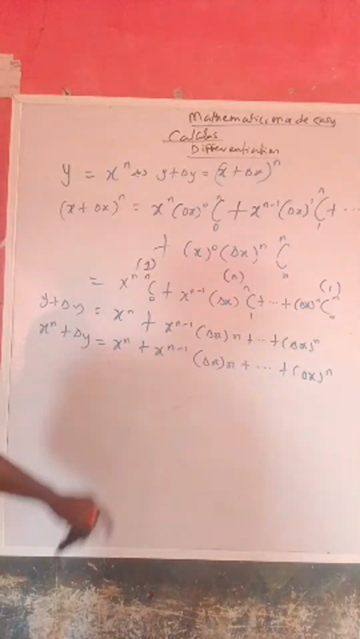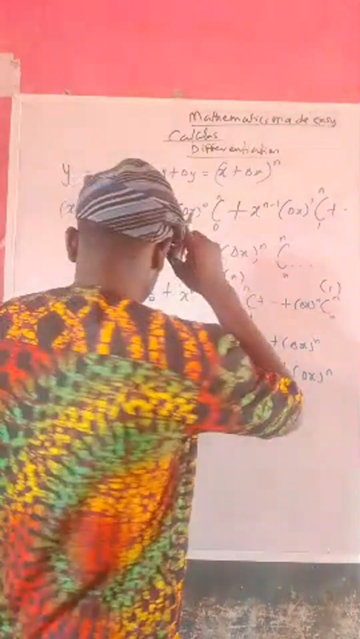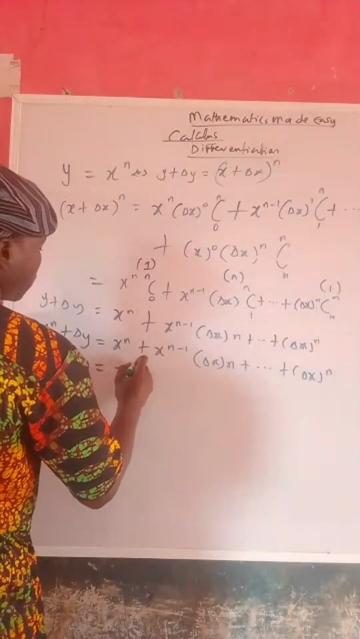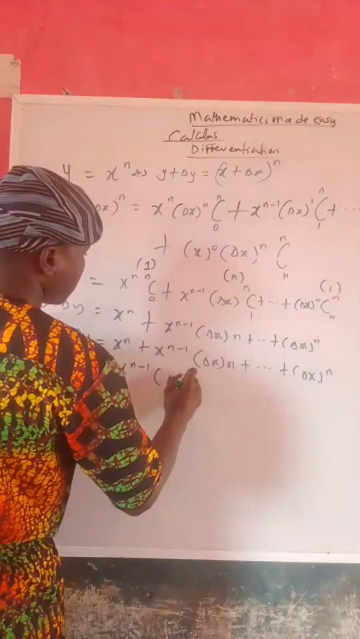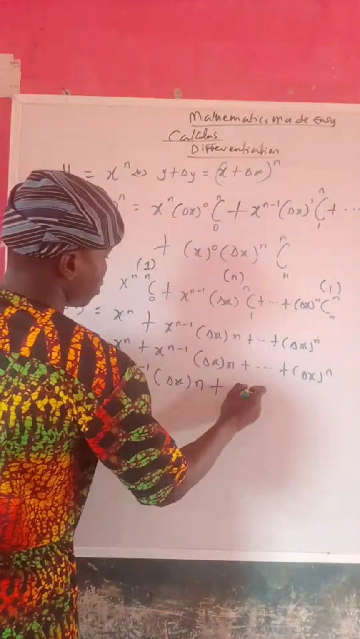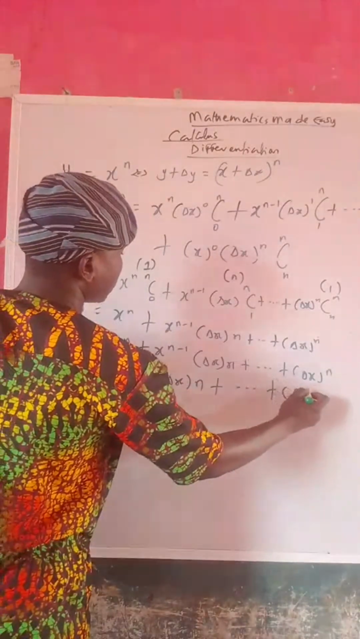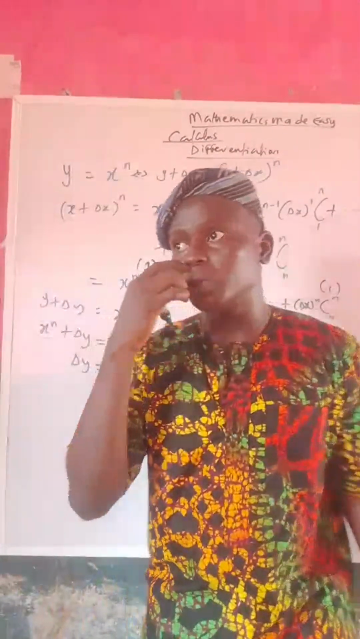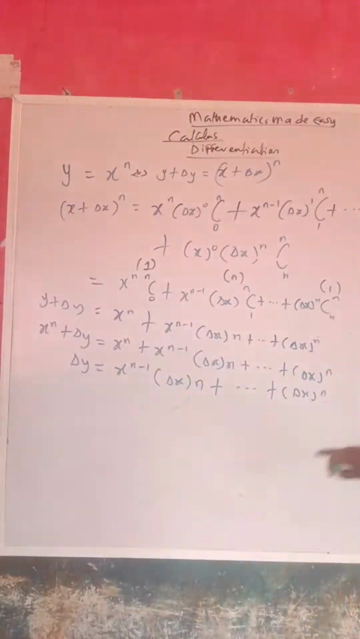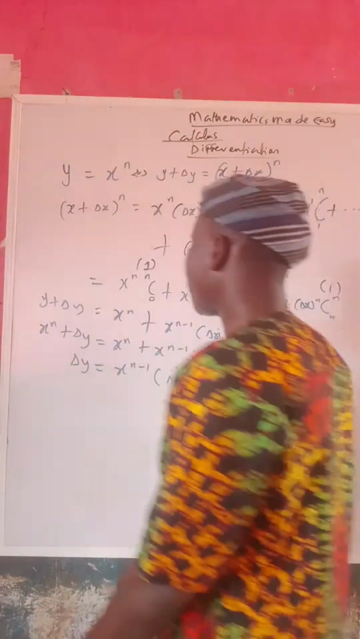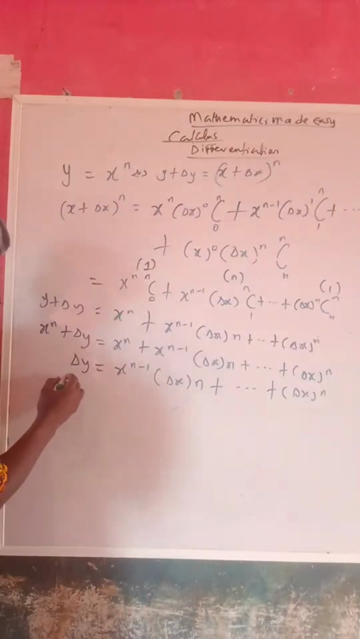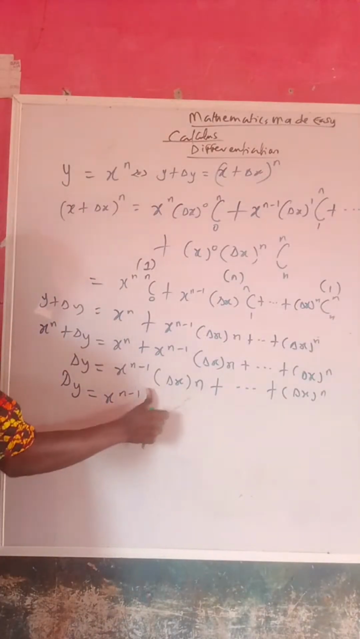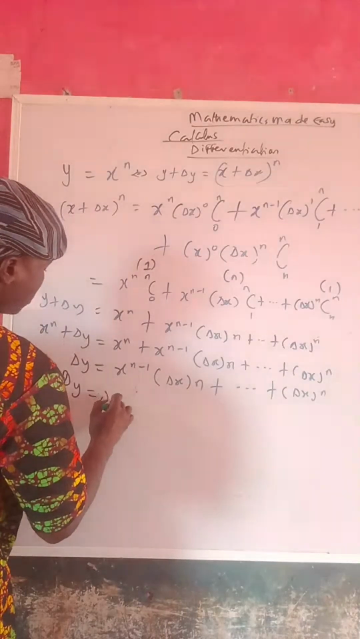Next thing is to subtract x raised to the power of n from both sides. So we do that, we have increase in y equals x raised to the power of n minus 1 multiplied by increase in x multiplied by n plus increase in x raised to the power of n. Now, as usual, the next thing you're going to do is to factor out increase in x. So we factor out increase in x, you are going to have increase in y equals x raised to the power of n minus 1. Sorry, increase in x into brackets.